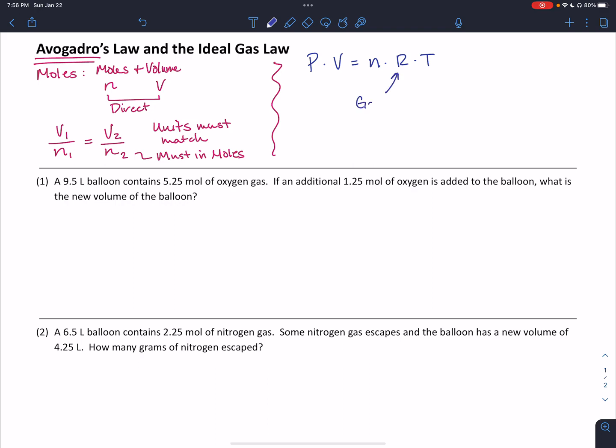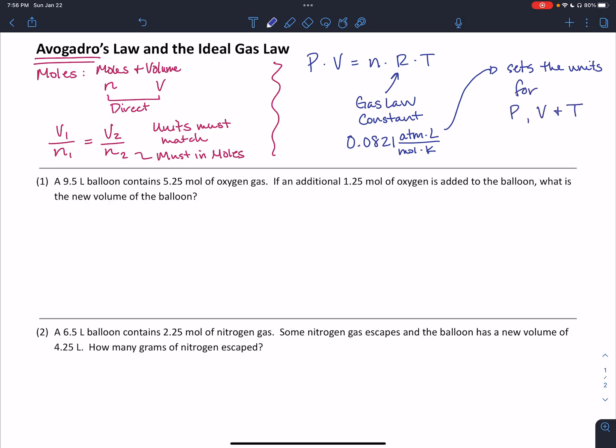Now this R is called the gas law constant. It comes in a couple different forms, but the one that we are going to use is 0.0821. Now the unit for this is a monster. It's a big compound unit, but it's atm times liters over moles times Kelvin. The reason that it's important is that unit sets the units that we have to use for pressure, volume, and temperature. So pressure has to be in atmospheres, volume has to be in liters, and temperature has to be in kelvins.